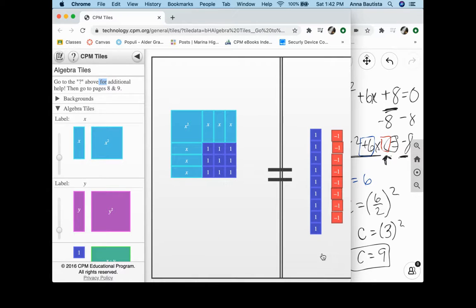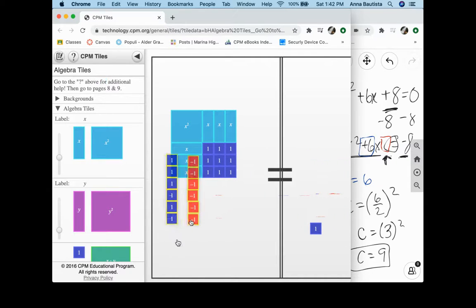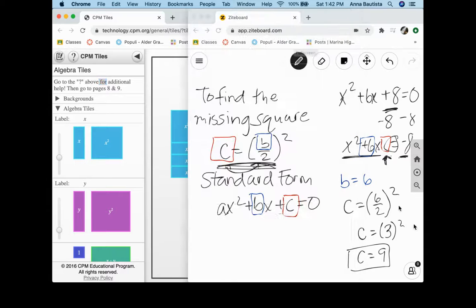So I configured it like this so that we can see that 1 minus 1 equals 0, so those will cancel out. 1 minus 1 equals 0 too, so that will cancel out. We have 1 minus 1 here, 1 minus 1, 1 minus 1, 1 minus 1, 1 minus 1, and 1 minus 1. Those will all cancel each other out, so we'll get rid of those. Now we're left with just one positive 1. So we have our equation here, our perfect square equals positive 1.